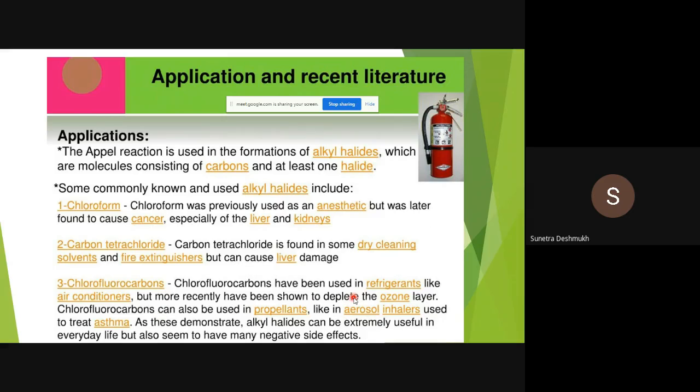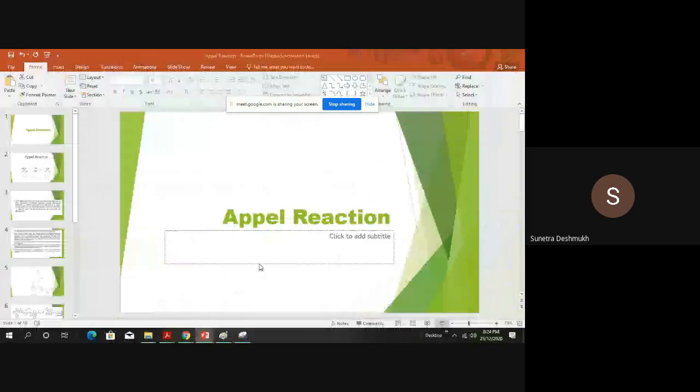So disadvantage of these chlorofluorocarbons is they destroy the ozone layer, and they are also used in different aerosol inhalers and like that. So different applications of these Appel reactions, and different things we can synthesize, and we can use this Appel reaction as a chlorinating agent.